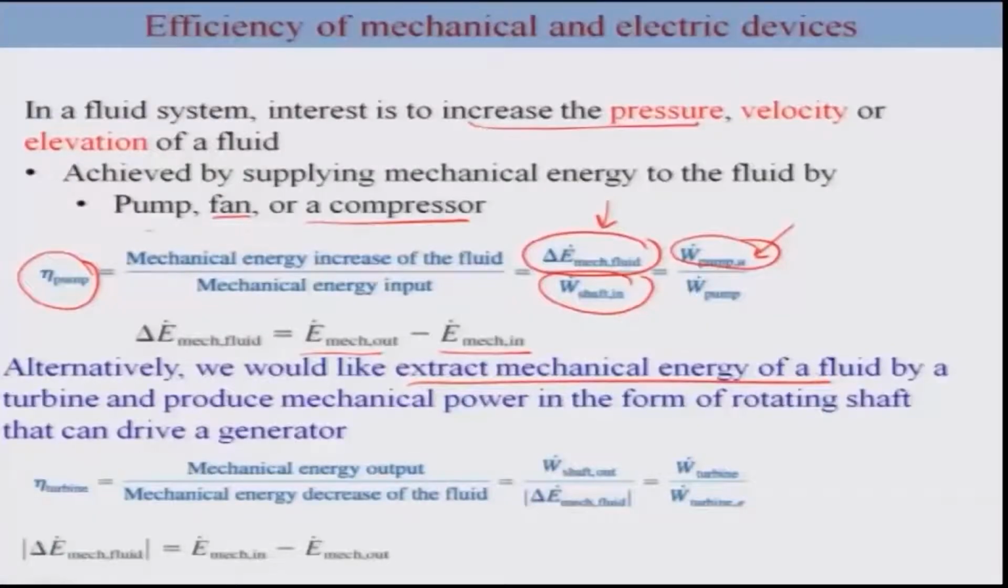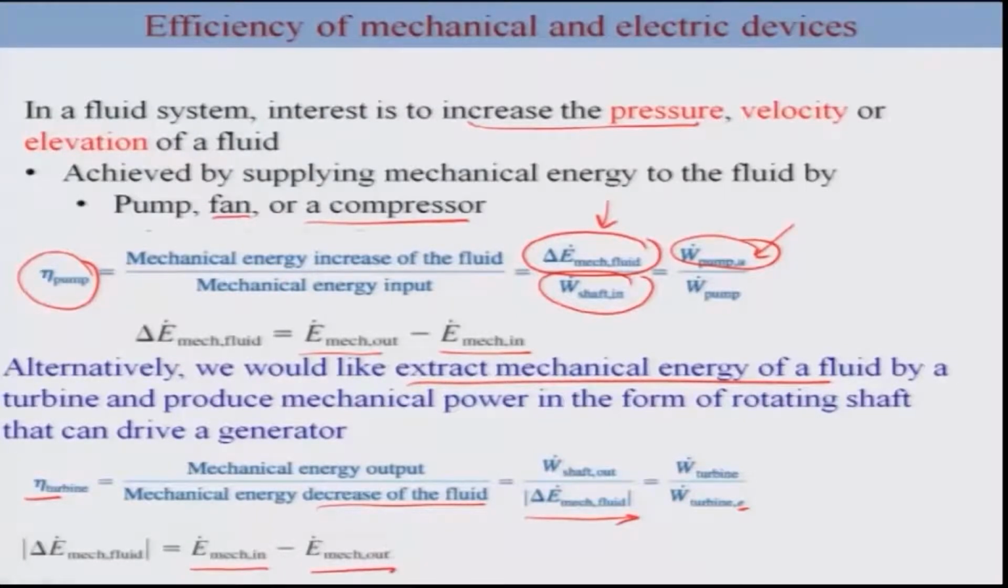In that case, the way we are going to define the efficiency of a turbine is mechanical energy output divided by the mechanical energy decrease of the fluid. Now this is a positive value, and thus we are going to use the absolute value of delta E mech. This E stands for extract. We are trying to extract the mechanical energy of the fluid. That's why we use the absolute value in this form, E mech in minus E mech out.